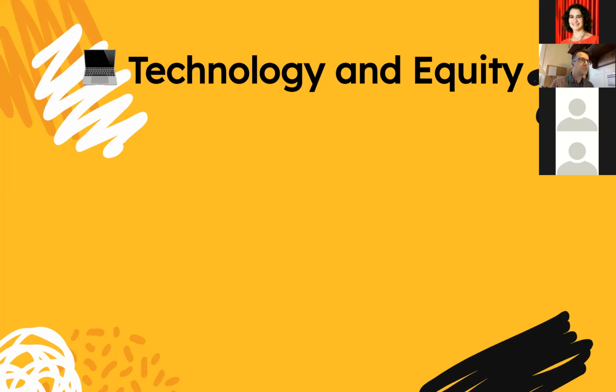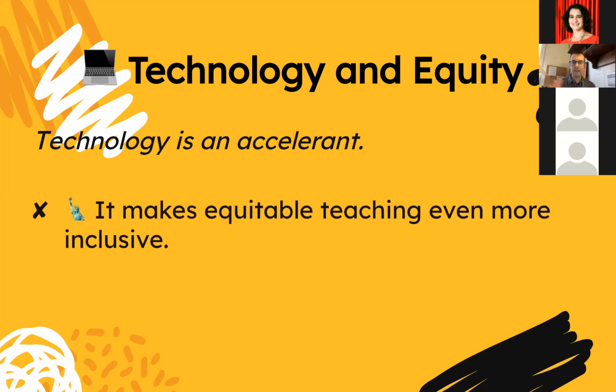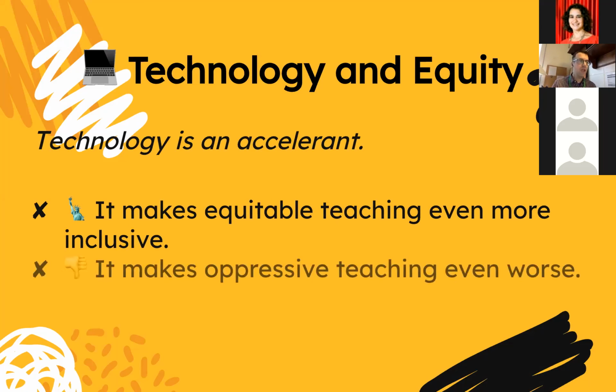All right, so technology and equity. Anytime we talk about technology and using it with students, we have to think about implications for equity. Technology is an accelerant. So technology does not, by itself, make anything good or great. It can make it better or worse. It makes equitable teaching more inclusive, and it makes oppressive teaching even worse. And so really, anytime you use technology with students, you want to think, is this opening opportunities for students, or is it doing something that makes things worse for students?